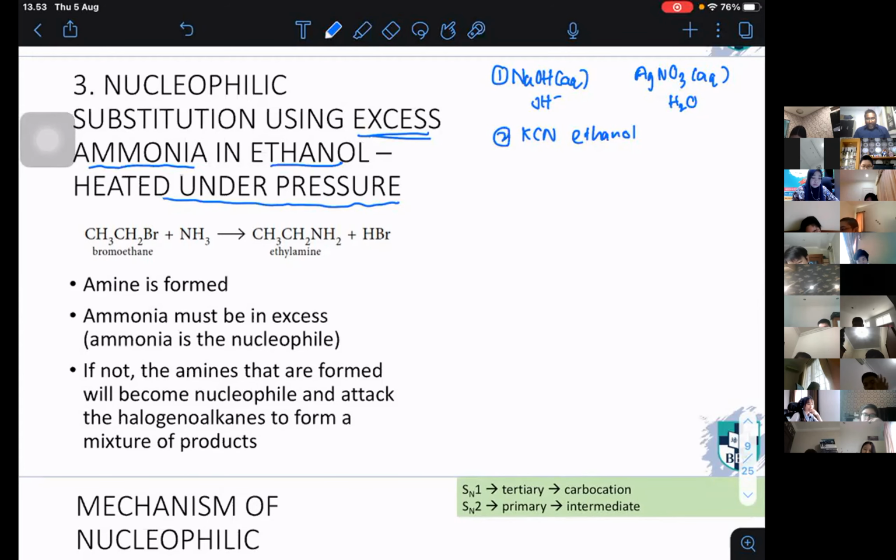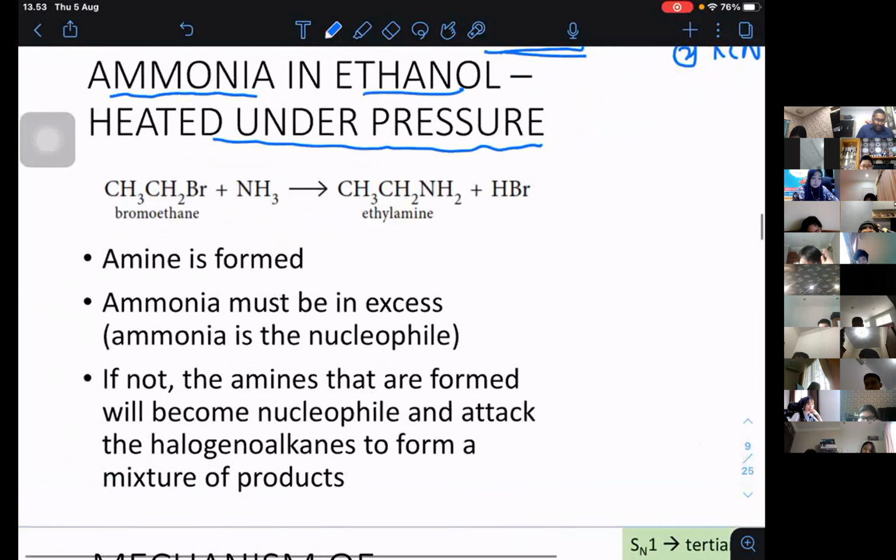Okay. If you look at the reaction, you can see ammonia is a nucleophile. Why? Because it contains a lone pair of electrons. When they react, it is substitution, so this Br will be replaced or substituted by NH2. One of the hydrogens will react with Br to give you HBr. So you are going to get an amine being formed. And the ammonia, just now I mentioned it must be in excess. Okay, why must it be in excess?